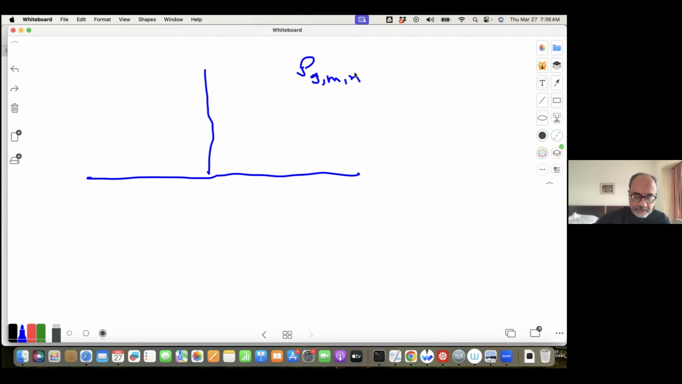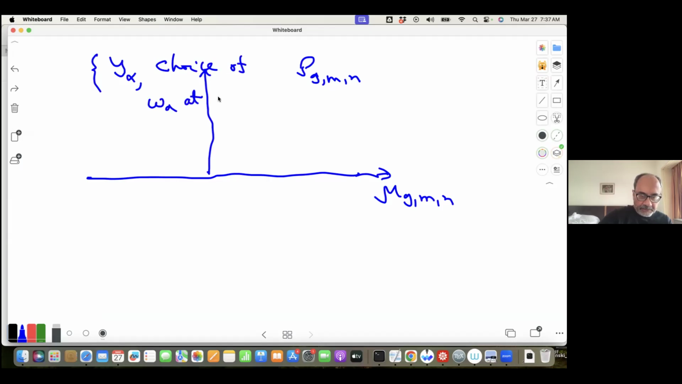PGMN. Okay, where the base was the moduli, the fiber was the choice of the PCOs, but here I should also add the choice of WA punctures. So now the fiber becomes infinite dimensional, because the choice of WA means it's a function, right? For every puncture you have to specify a function.